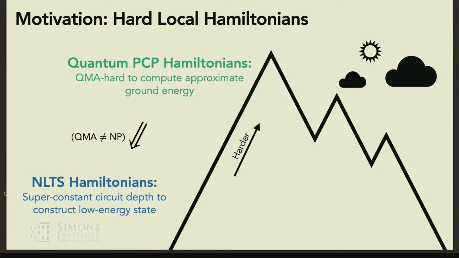Now, we should expect implications to point down the mountain. And indeed, if we have a quantum PCP Hamiltonian, it's necessarily NLTS, assuming that QMA is not equal to NP. So this is confirming our intuition that the things up here are harder than the things down here.